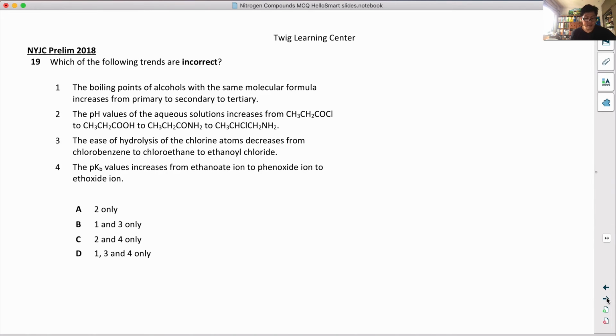Okay, which of the following trends are correct? The boiling points of alcohols with the same molecular formula increase from primary to secondary to tertiary. So what it really means is this. Say I draw for you a tertiary alcohol first. Alright. Then I draw a secondary alcohol. Okay, and I'm going to draw a primary alcohol. But they all have the same what? Same molecular formula.